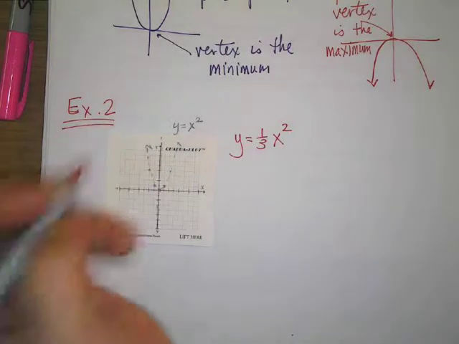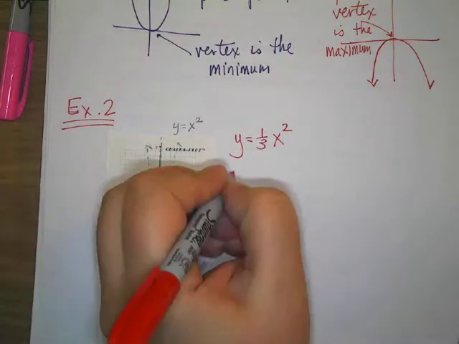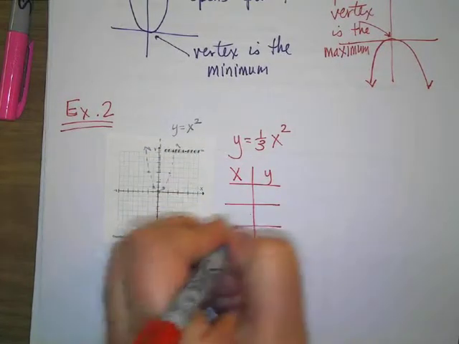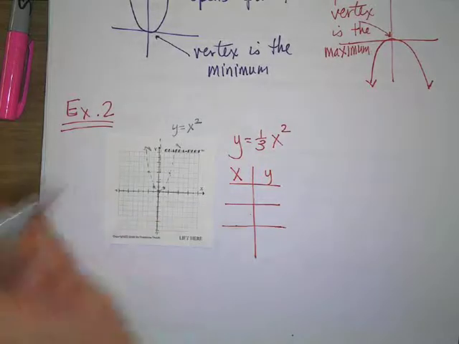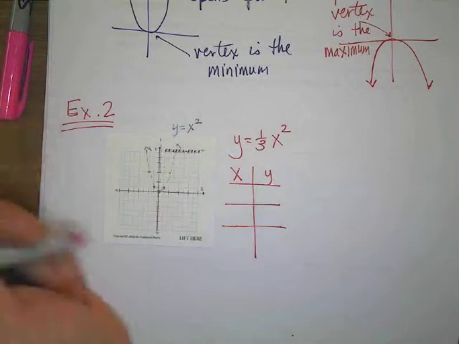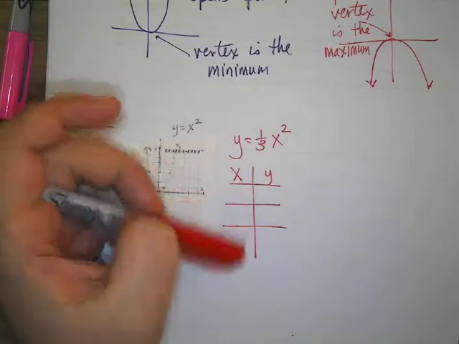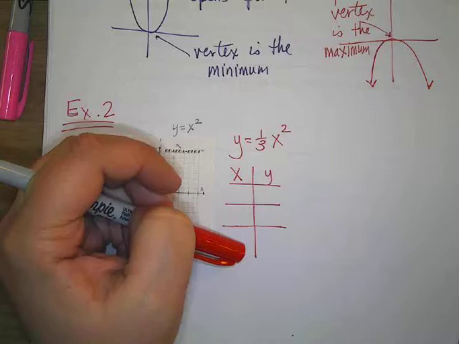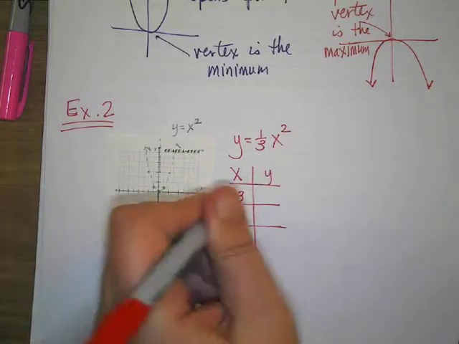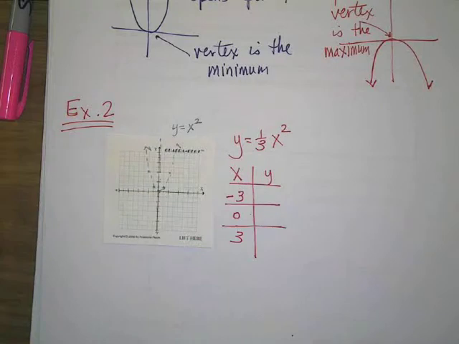So for this one, let's make a table. Now here, I'm going to give you a hint with these, okay? So look at the number in front. Look at our a value. It's a 1/3. So we're going to want to pick multiples of 3 to figure out what this graph looks like. So I would maybe pick -3, 0, and 3. Instead of using 1s and 2s and stuff, because of that 1/3, it's going to make that not as accessible for us. So can we figure out what our y values are going to be?